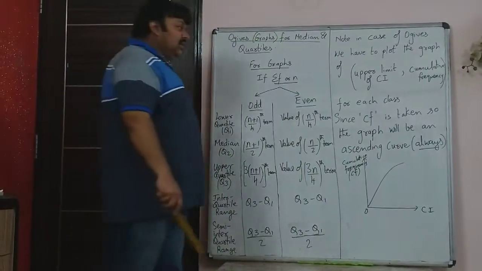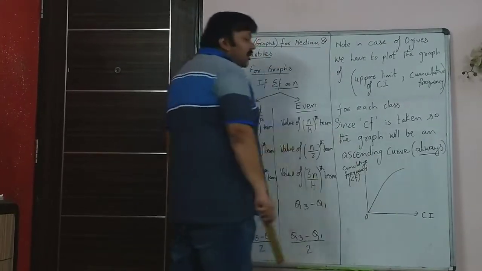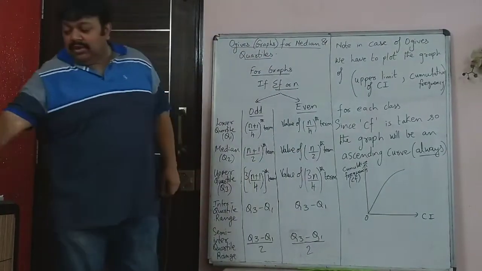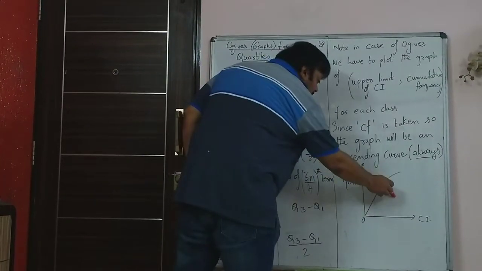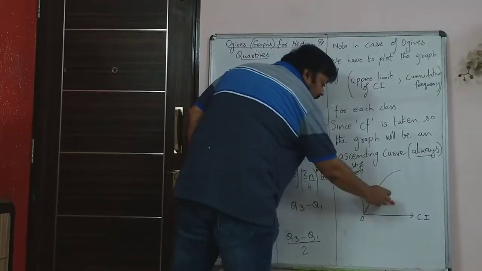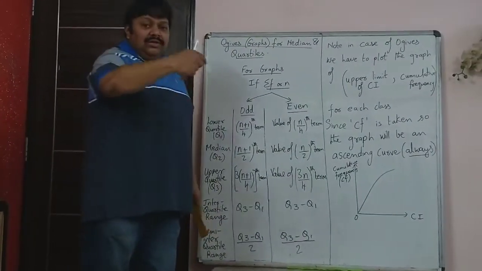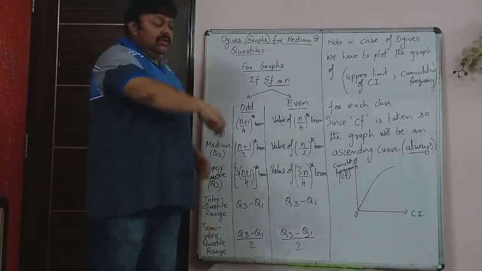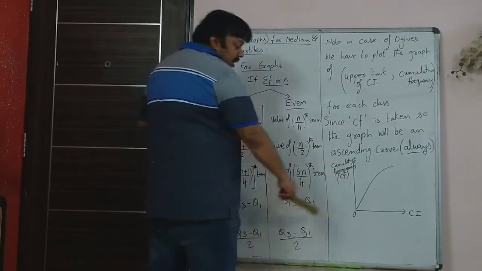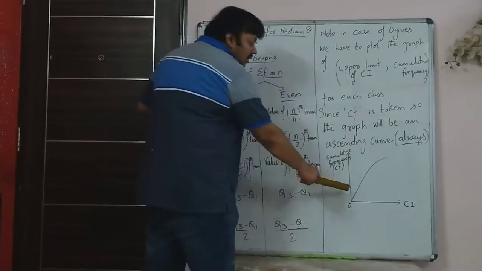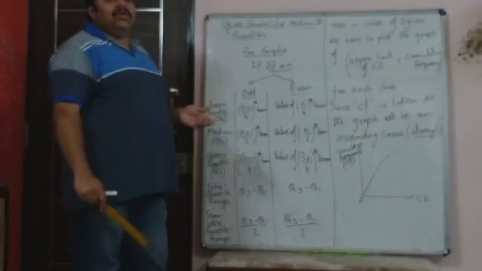Because you are taking the cumulative frequency, the graph will always be an ascending graph. The graph goes up and up. It will never ever come down like this. It will not go down anywhere because cumulative frequency of any next class will be more than the previous class. So that is why the values will go on increasing as the class increases. You will never get a graph which goes up and down. It can never go down.